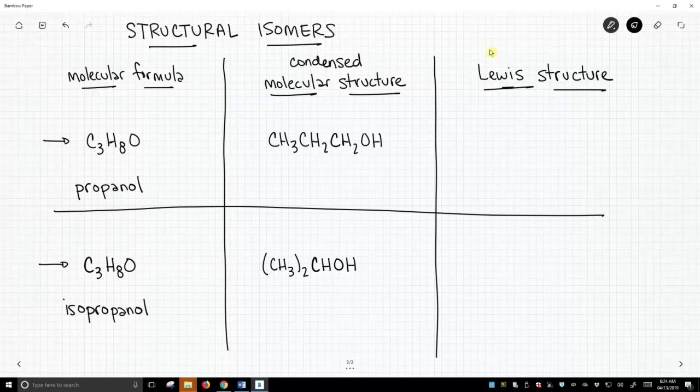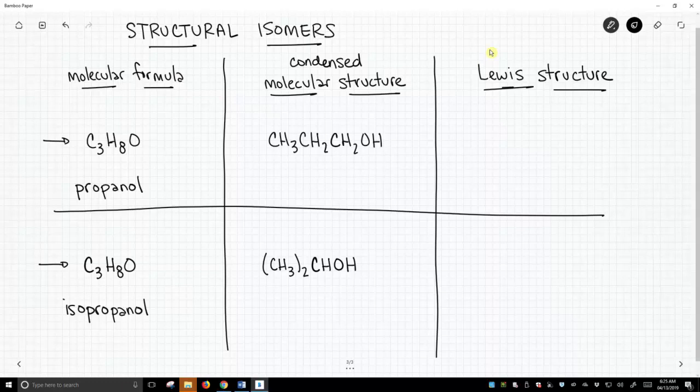And so here we're going to have a case where we have two molecules that have the same molecular formula and yet different molecular structures. And we can see that in the middle column. Now we've written out the condensed molecular structure for these two molecules, propanol and isopropanol. And we can see that they're different. They're different despite the fact that the molecular formula is the same.